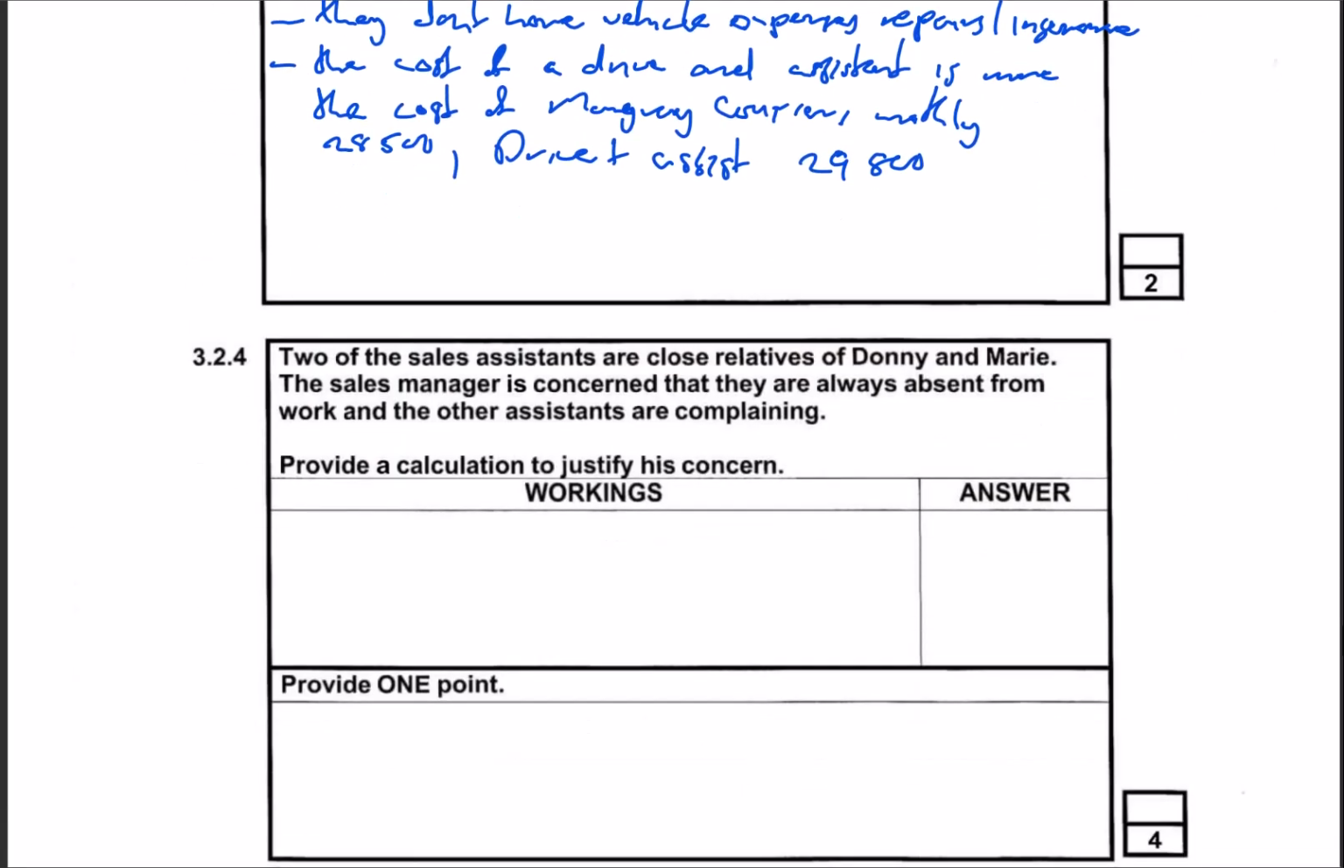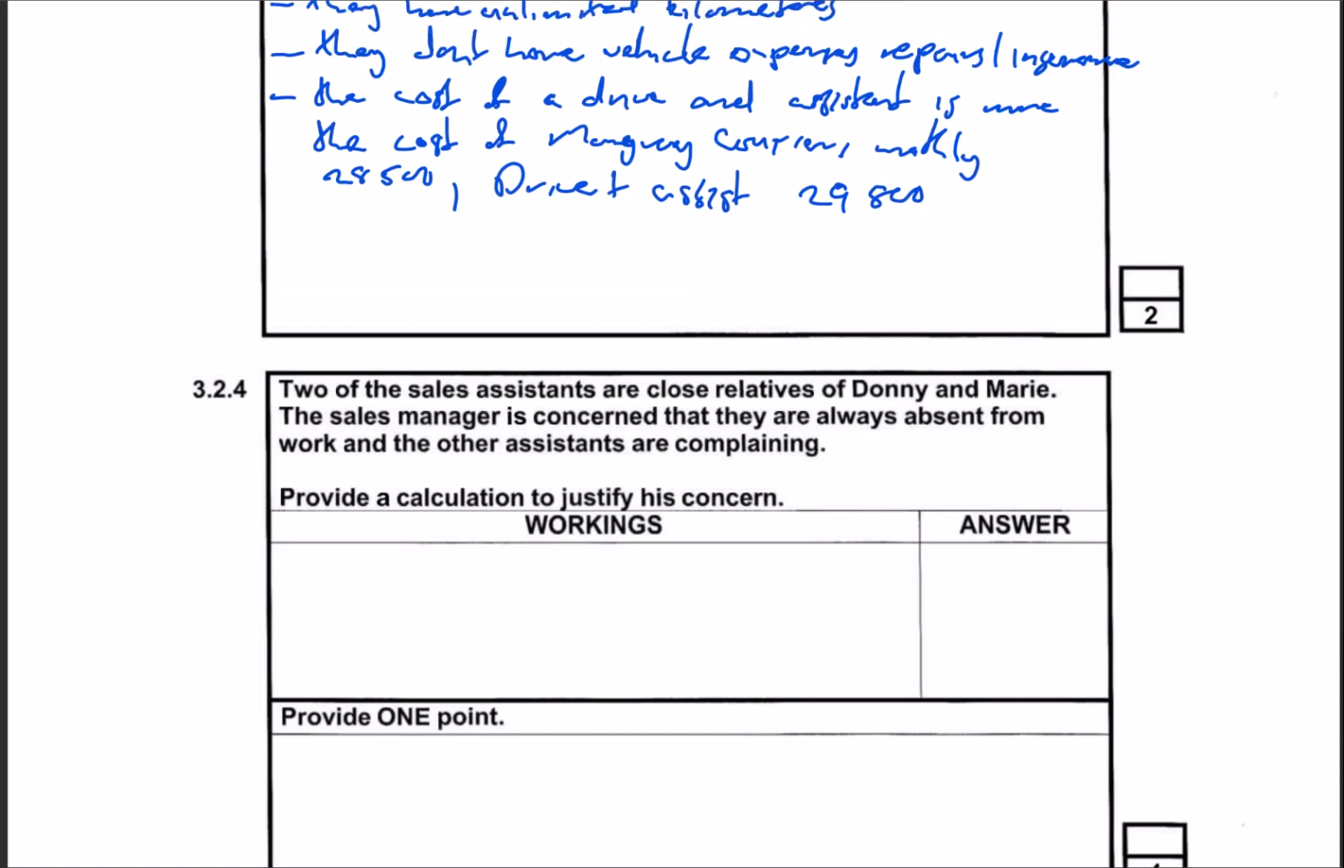Then it says two of the sales assistants are close relatives of Donny and Mary. The sales manager is concerned that they are always absent from work, and the other assistants are complaining. Provide calculations to justify his concern.